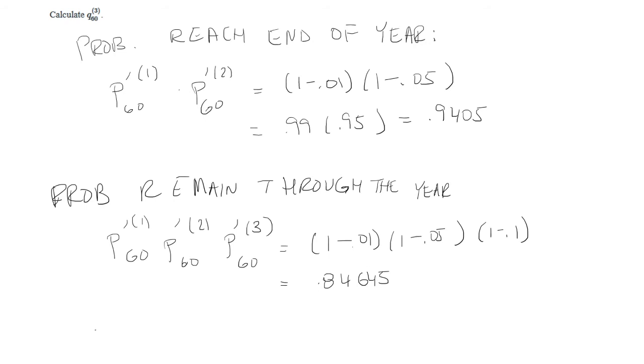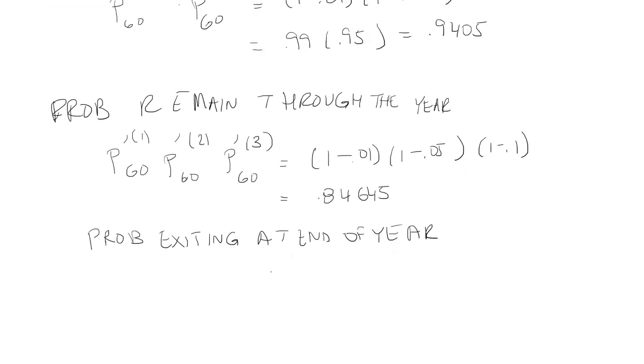So now we want to look at the probability of exiting at the end of the year. So let's say we started with 10,000 people. 9,405 would make it to the end of the year, and then the people who would remain there are 8,464.5. So we would just take the difference between those who made it to the end of the year and those who remained at the end of the year. So we're just going to subtract the two, and get the probability 0.09405.